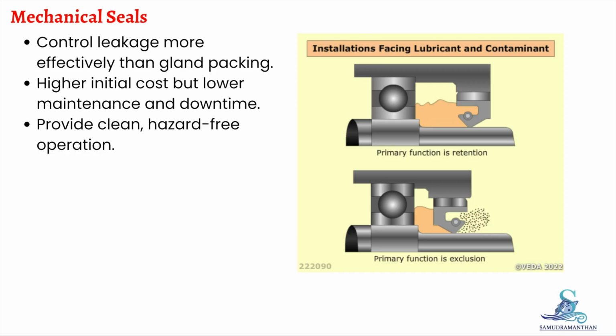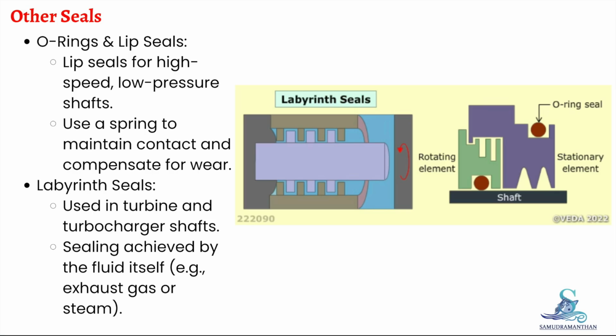Mechanical seals control leakage more effectively than gland packing. Advantages of it are lower maintenance and downtime, clean and hazard-free operation, higher initial cost but more economical in the long run. O-rings and lip seals. Lip seals are used for high-speed, low-pressure shafts. A spring maintains contact with the shaft and compensates for wear.